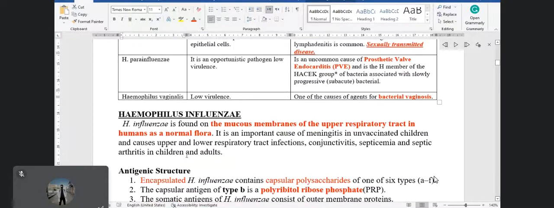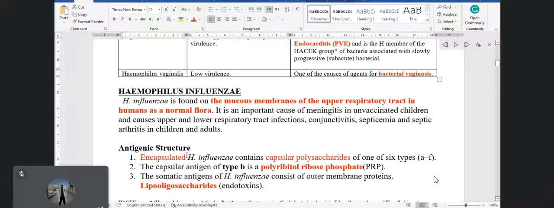Now let's speak more deeply about H. influenzae. Why is it important? Because it is responsible for 90% of mortality in infants, meningitis. Now, since the vaccination, the percentage has actually dropped. The encapsulated H. influenzae contains a capsule polysaccharide. There are 6 types, from A to F.